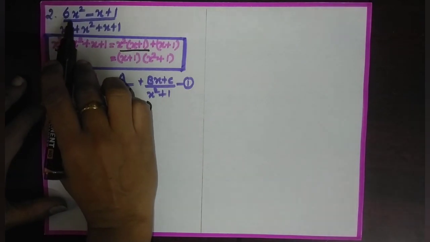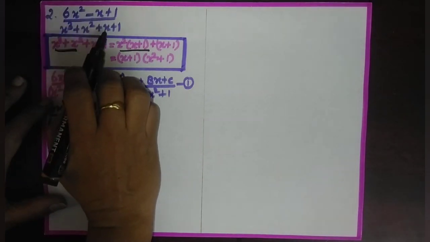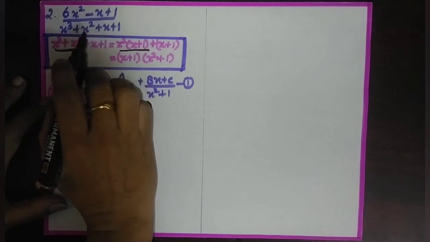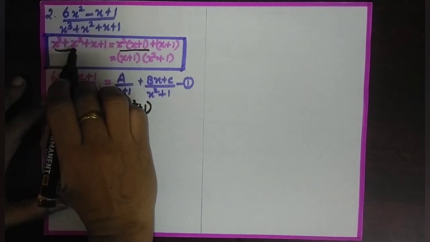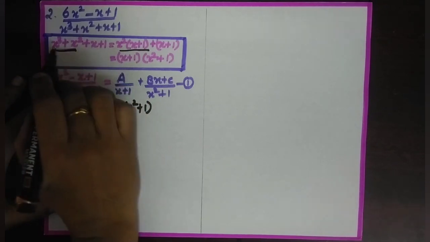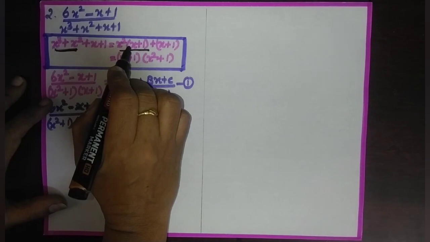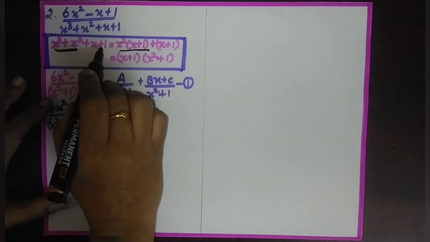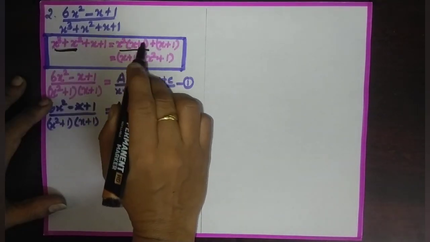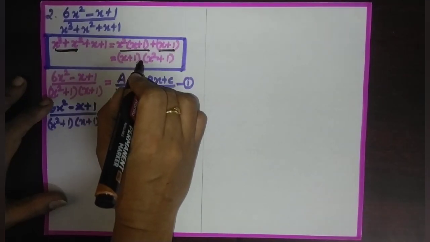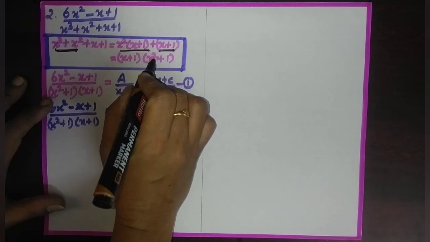Question number 2. 6x square minus x plus 1 by x cube plus x square plus x plus 1. To find partial fraction, we need to find factors in the denominator. X cube plus x square plus x plus 1. In the first two terms, take x square commonly out. Then we get x plus 1. Third and fourth term you write as it is. Next, take x plus 1 commonly out. Then we get x plus 1 into x square plus 1.